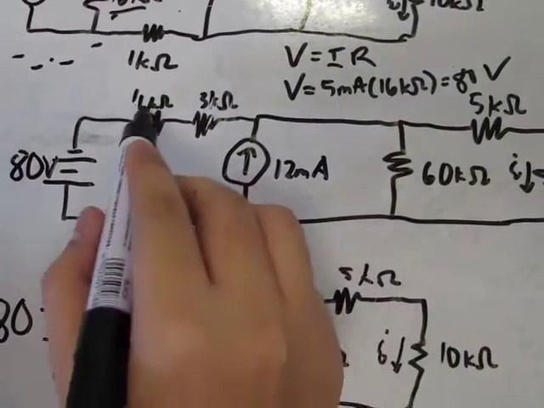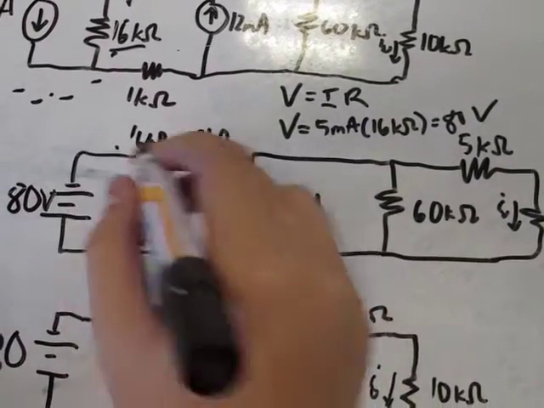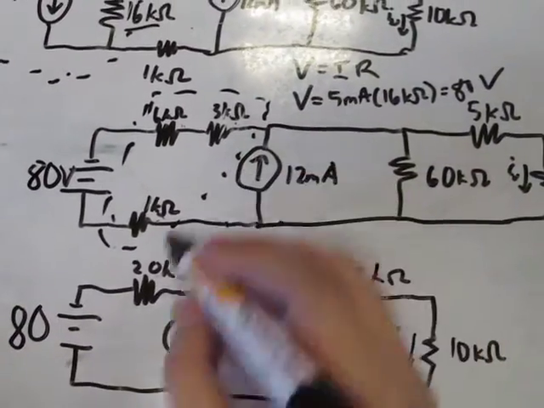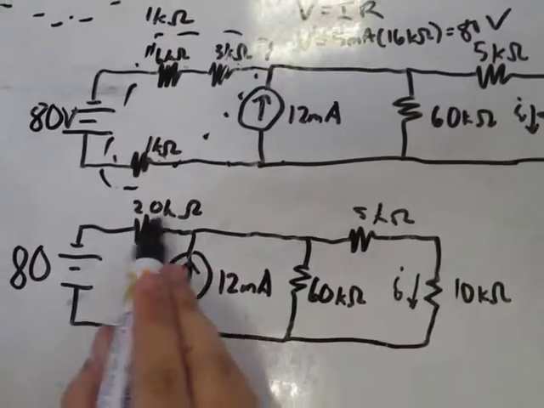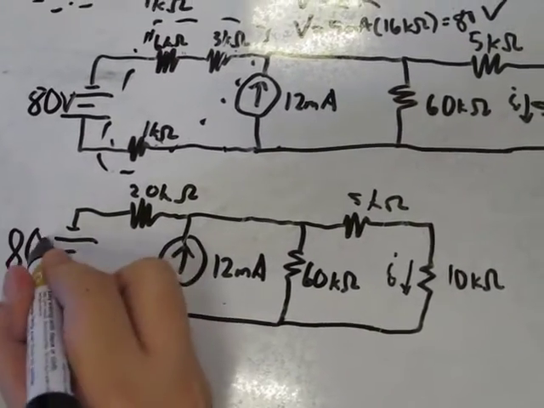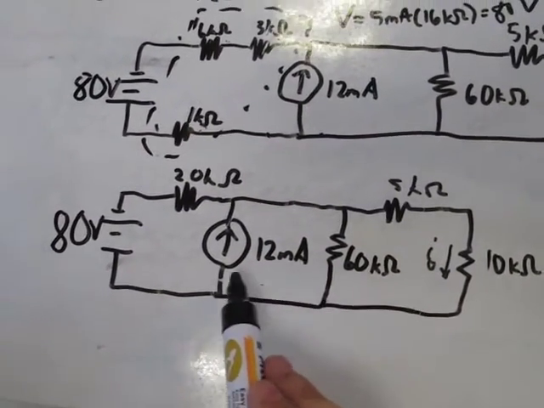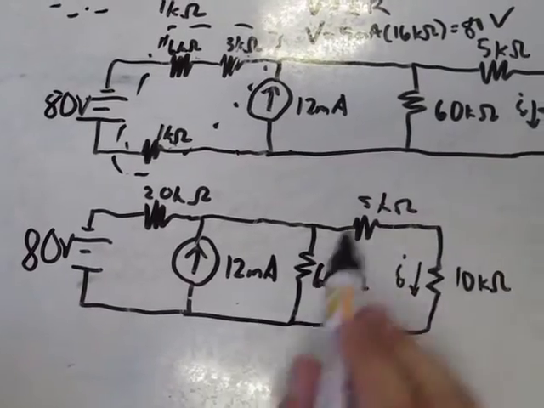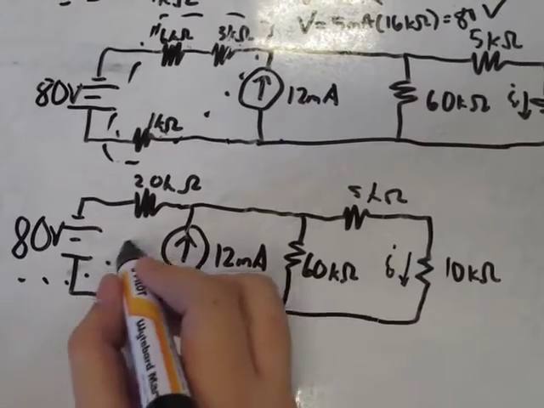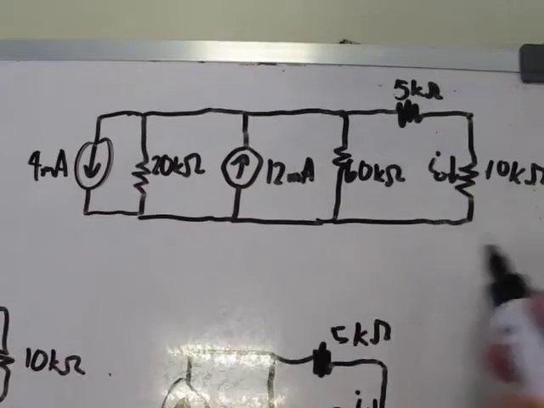Now, as you can see, 16 kilo ohms, 3 kilo ohms, and 1 kilo ohm are in series. Therefore, we can combine them. This will result in 20 kilo ohms. Now, we have the 80 volt voltage source, 20 kilo ohms, the 12 milliamperes current source, and the right side of the circuit. Now we will again transform the 80 volt voltage source to a current source.